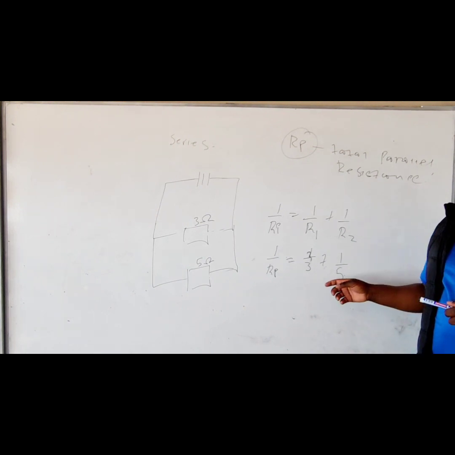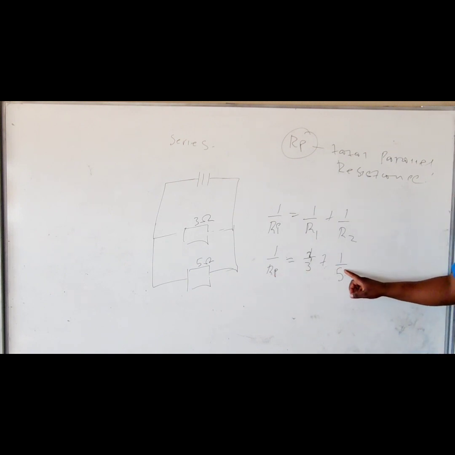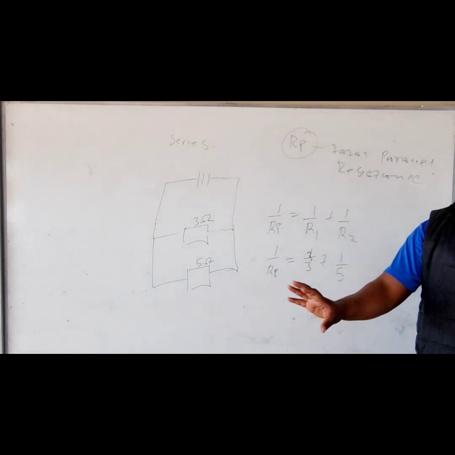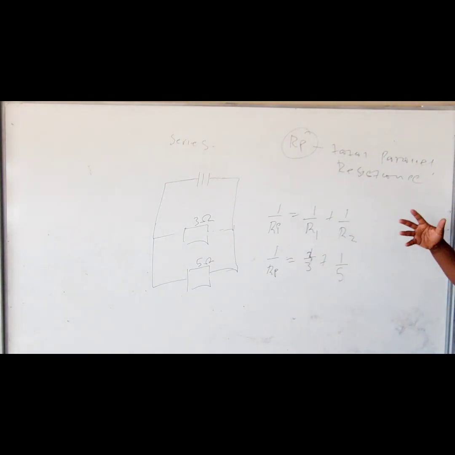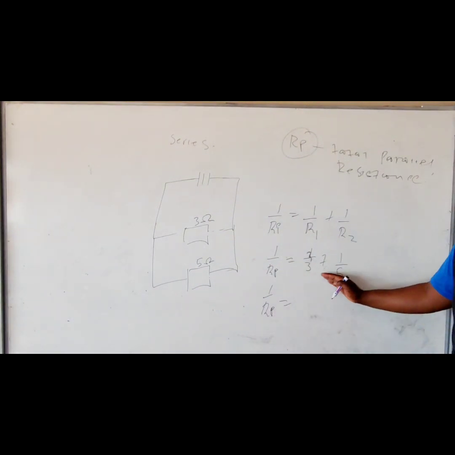I know that you can punch this on the calculator, but the problem is a situation whereby you are given RP, you find that RP is 10, and you are looking for this R2. If you don't know the method of dealing with fractions, you won't be able to get the value of R2, for example, here. You understand what I mean? Meaning that you need to be able to work out this without the use of a calculator, to avoid the situation whereby you are given the RP and you are just looking for the R. You understand?